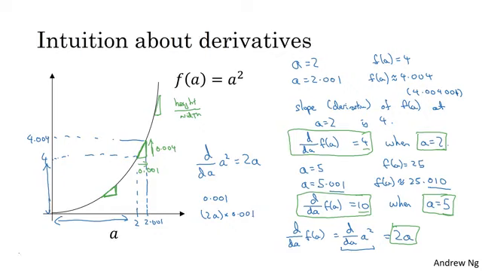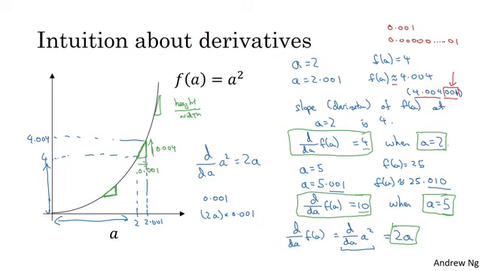Now, one tiny little detail: I had used these approximate symbols here, and this wasn't exactly 4.004. There's an extra 0.001 hanging out there. It turns out that this extra 0.001 is because we were nudging a to the right by 0.001. If we're instead nudging it to the right by an infinitesimally small value, then this extra error term will go away. And you find that the amount that f of a goes up is exactly equal to the derivative times the amount that you nudge a to the right.